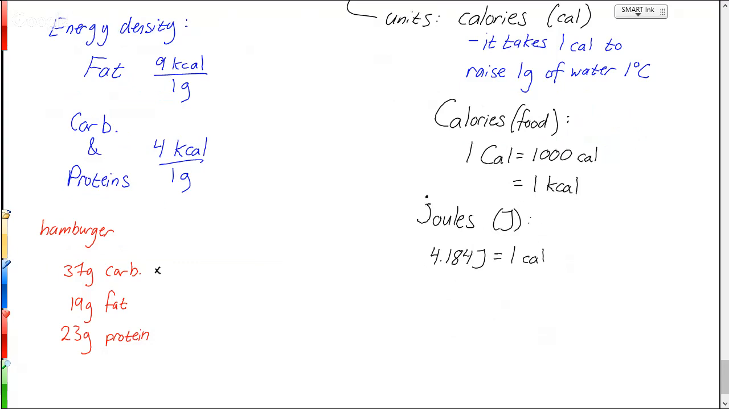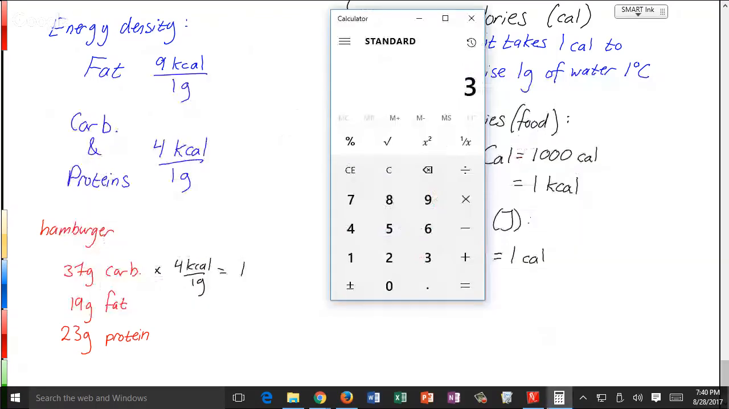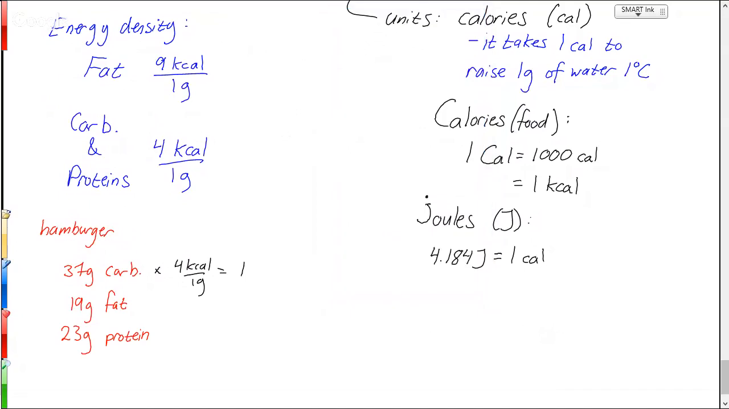So we can go 37 grams of carbohydrates times 4 kcals per gram. Grams cancel, and we're left with kcals, which in this case would be 150. No, wait, that's not right. Is it 40? Oh, they must have rounded. Yeah, 148.